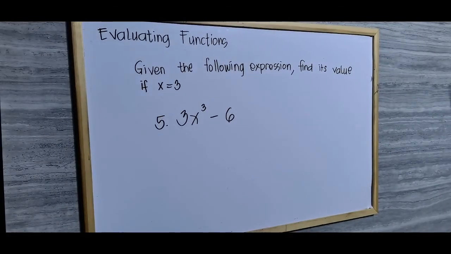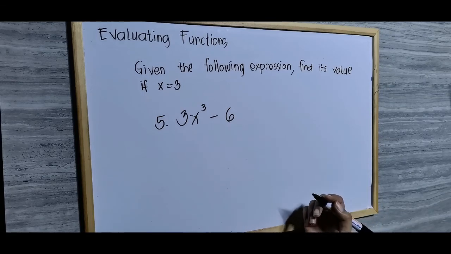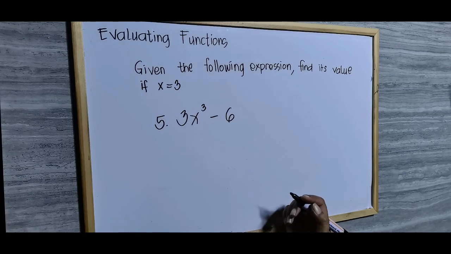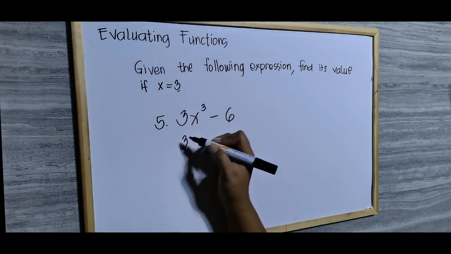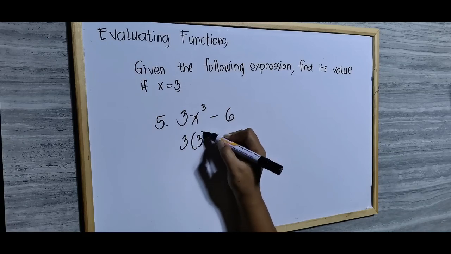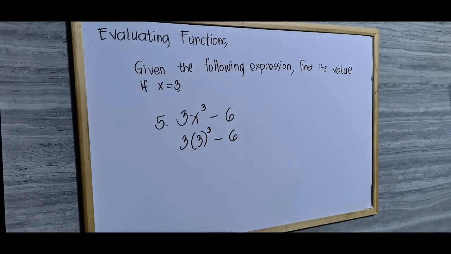For our last example, we have 3x cubed minus 6. Again, for sure na master nyo na yung procedure natin or yung steps to follow. The first step is to replace each letter in the expression with the assigned value, which is positive 3. So we will have 3 multiplied by 3 quantity cubed minus 6. Next step is to perform the operation in the expression using the correct order of operation.